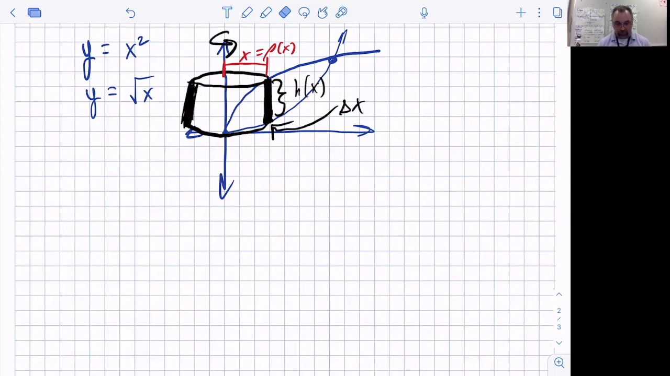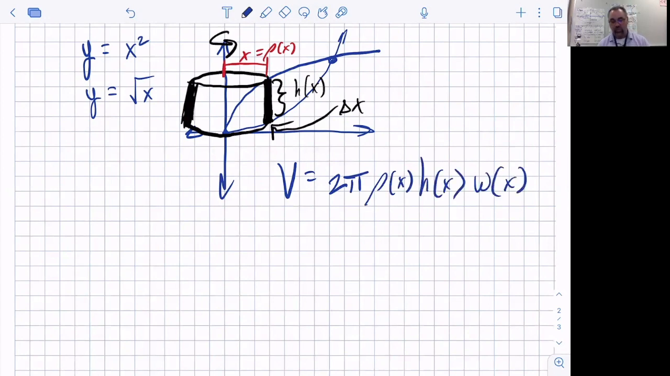Well, if this is the way to generate a shell, let's talk about how we define all the different parameters. As I said in the previous part, if we want to find the volume of that shell, it's 2 pi times the average radius function times the height function times the width function. I'm making them all functions of x because now that I've oriented this the way that it is in the xy plane, I can see the average radius, how far it is from the axis of revolution to the rectangle. That's a function, that's x.